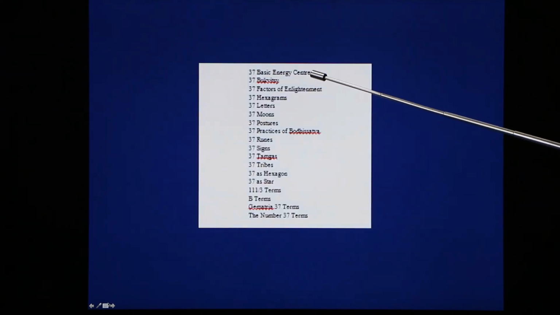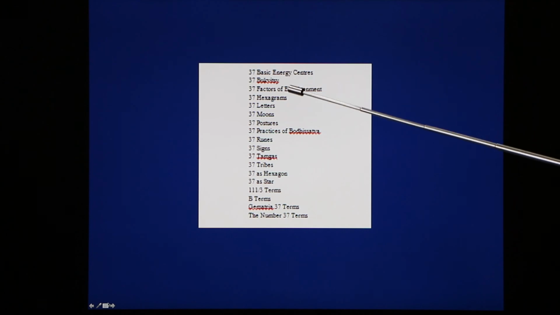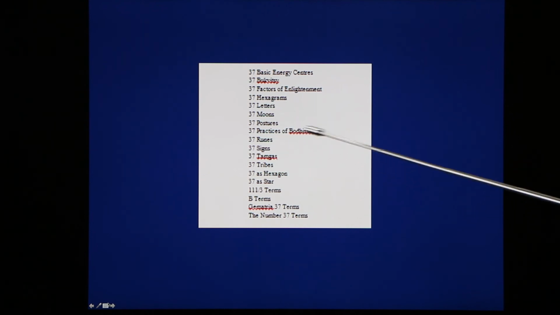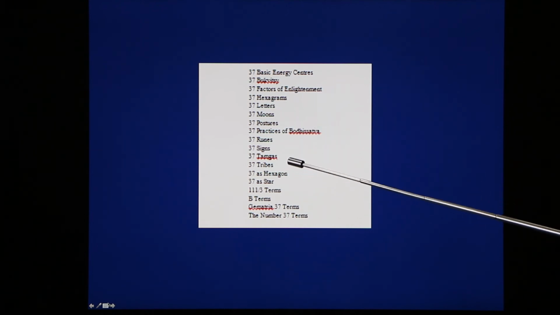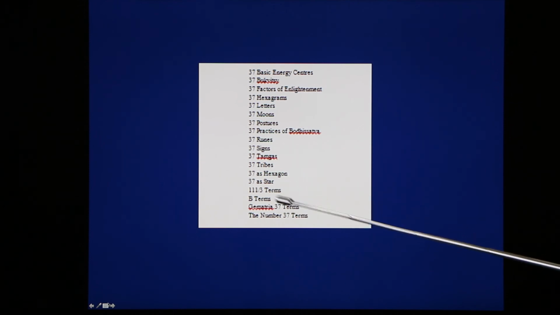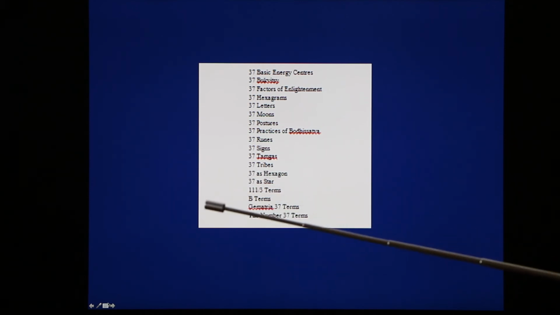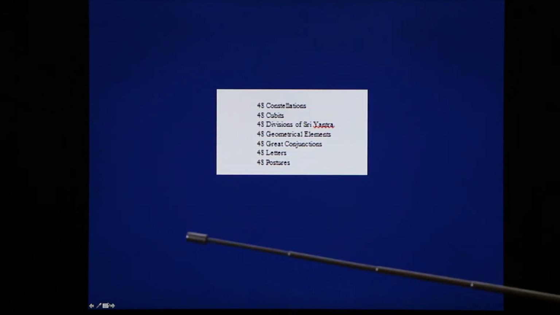And 3 plus 7 gives me 10, but 37 gives me the 37 basic energy systems, the 37 bukvitsi, or letters, 37 factors of enlightenment, hexagrams, letters, moons, postures, practices of a bodhisattva, runes, signs, tamgas, tribes, as a hexagon, as a star, 111 by 3, the terms for B, the gematria for 37, and the number 37. 48 is the next one.